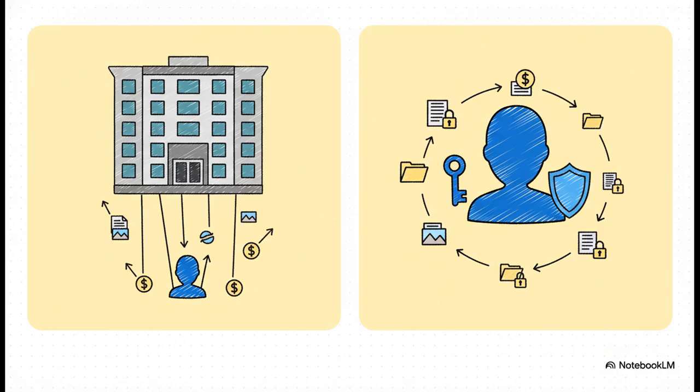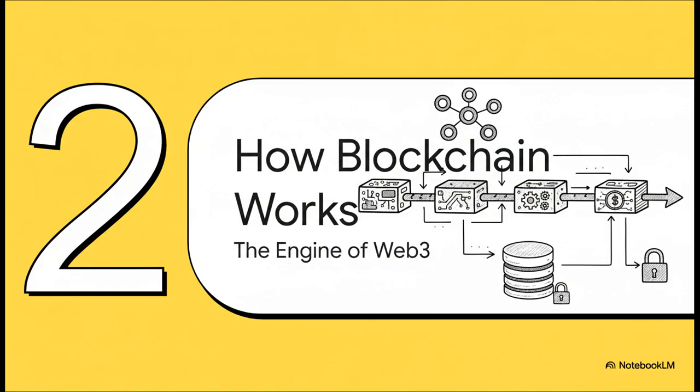And this really is the heart of the matter. In Web 2, your online life is basically rented. A big company controls your data, they can delete your account for any reason, and they make all the money from your content. Web 3 flips that script completely. You own your data. You control your digital identity. You own your digital stuff. It is a fundamental shift from renting to owning. So, you're probably wondering, okay, how is that even possible? Well, that brings us to the engine that powers this whole new internet.